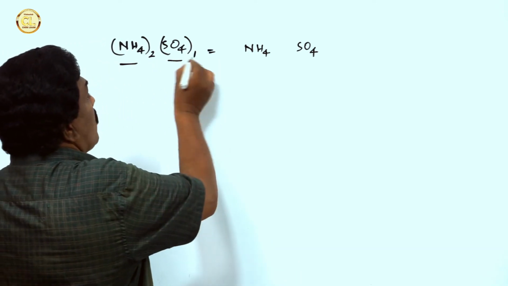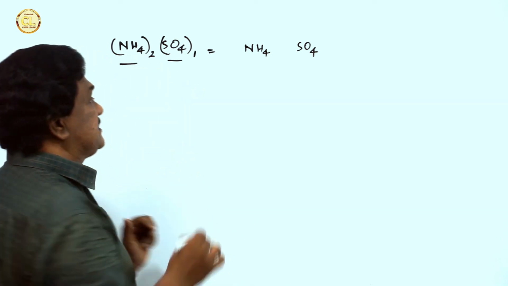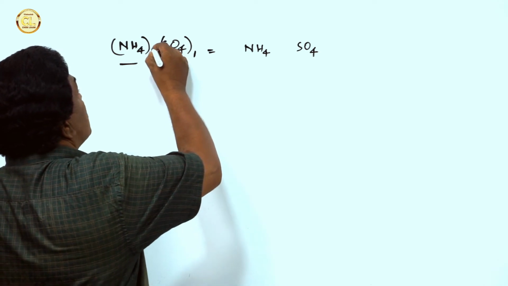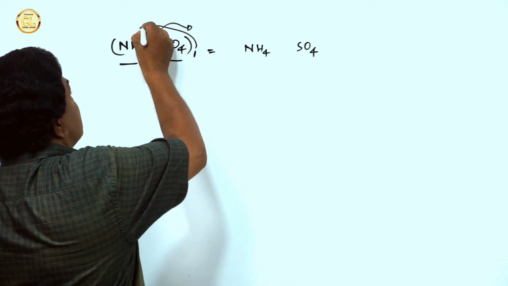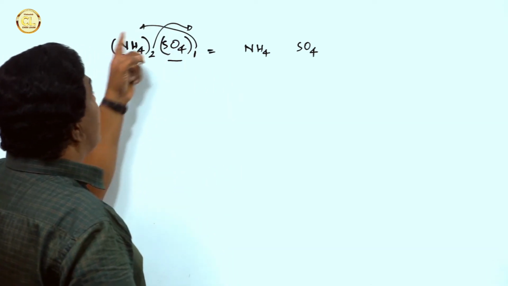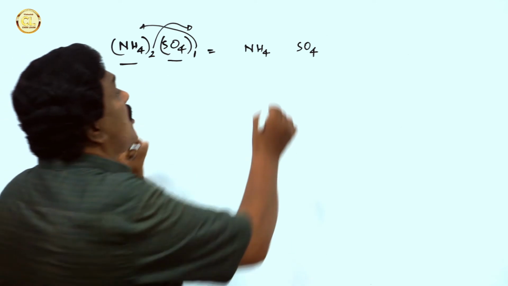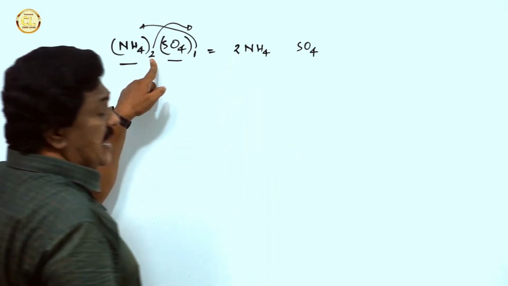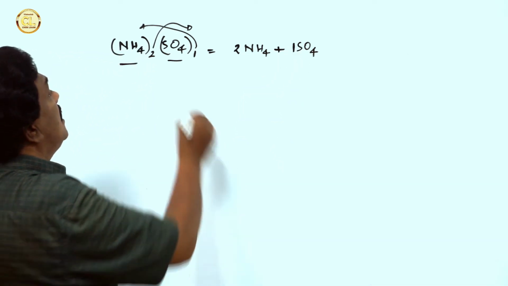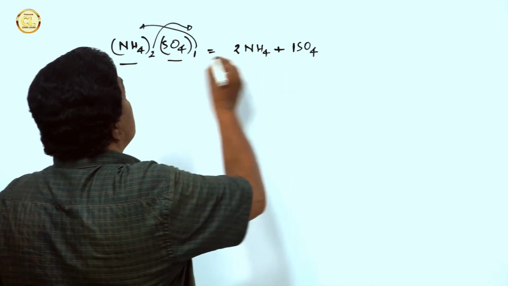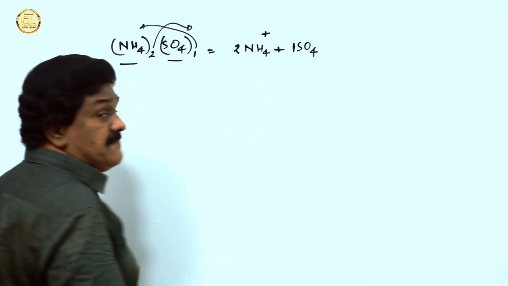See, there is one SO4 unit and there are two NH4 units. The subscript 2 comes here as the charge of sulphate and the subscript 1 comes here as the charge of ammonium. Two NH4 units are there and one SO4 unit is there. Now, what is the charge of the NH4 unit? It is the subscript of the SO4 unit, that is 1. So it is single plus, 1 plus.